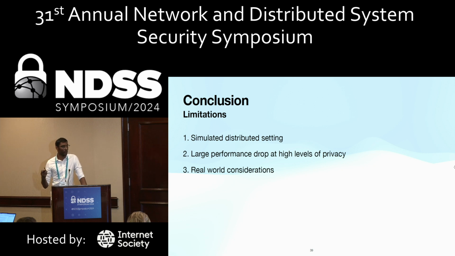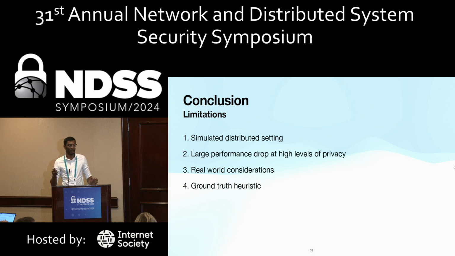There are also a number of real-world considerations, such as how we handle devices that may drop and join the system arbitrarily. And lastly, the ground truth heuristics that we used were based on the 4 main types of fingerprinting that are currently present. However, when newer JavaScript APIs are introduced, this can change, and we will need to update the heuristic as well.